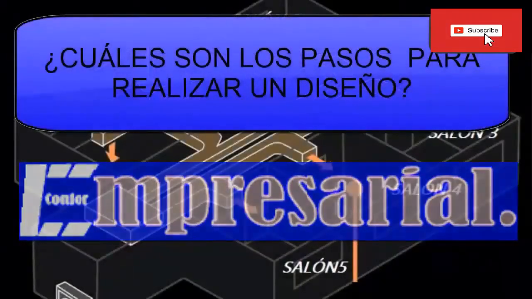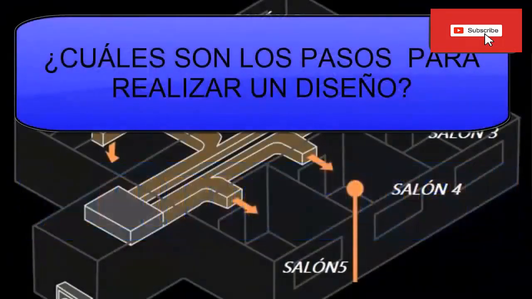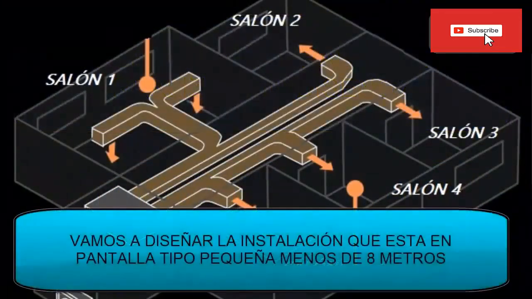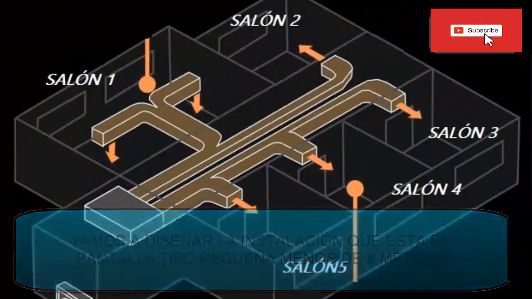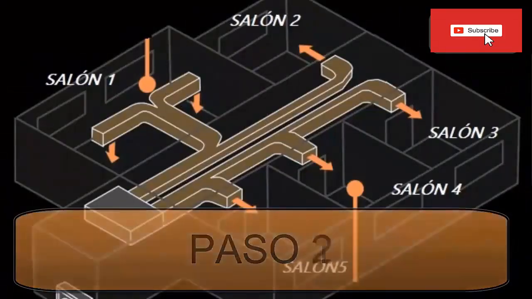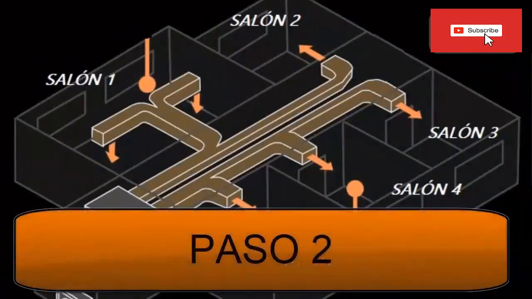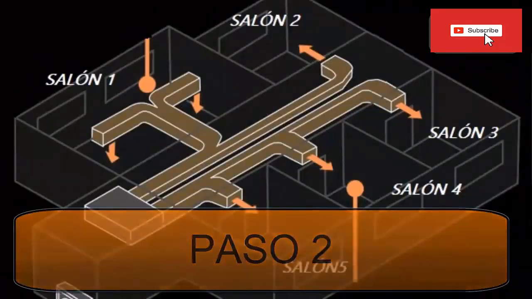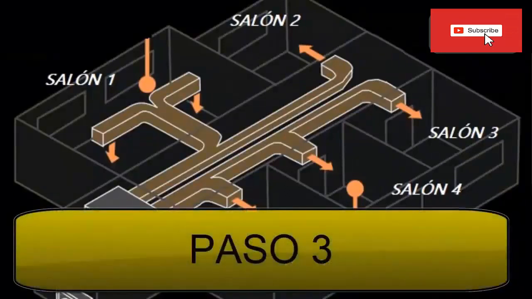So, what are the steps to follow for the design of air conditioning duct systems? Since the facility we are going to design is small, less than 24 feet long, we are going to perform the following steps. Step 1. Calculate the thermal load of each room. Step 2. Calculate the cross-sectional area of each duct. Step 3. Calculate the dimensions of the cross-sectional areas, found in Step 2.